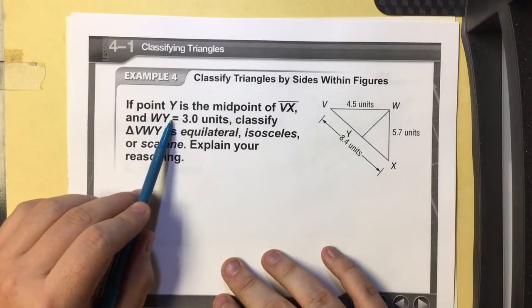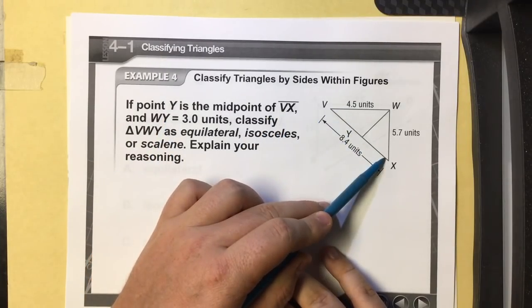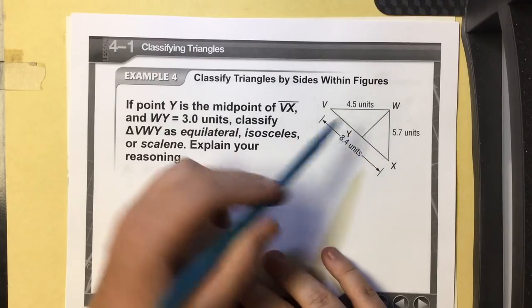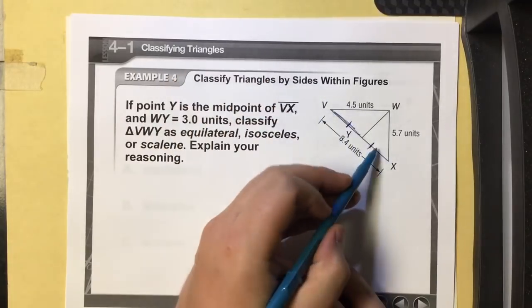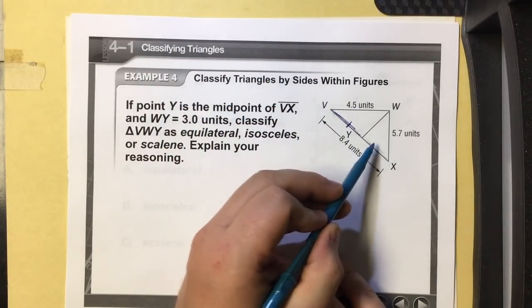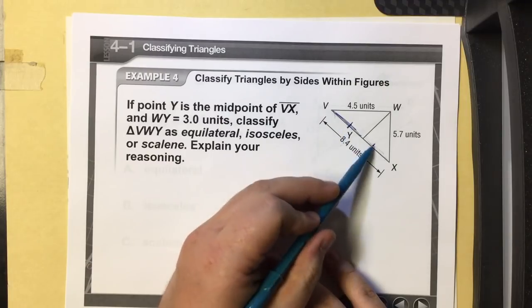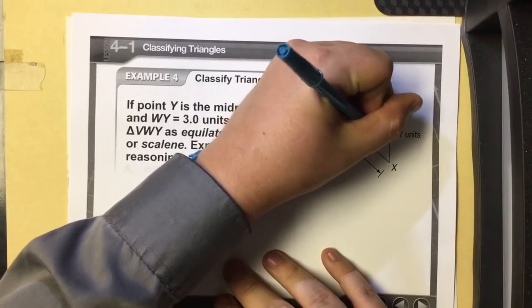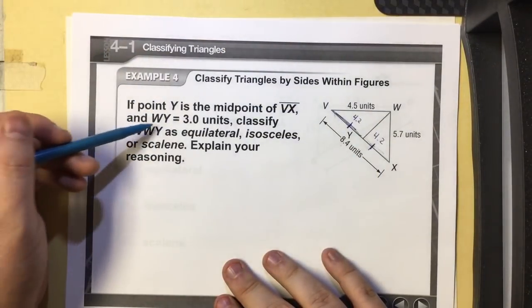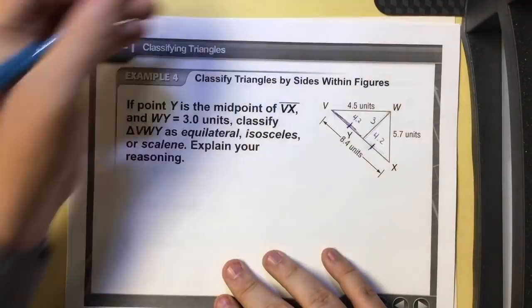It says point Y is the midpoint of VX, so Y right here is halfway, which means that each of these two parts are congruent. This piece and this piece right here is congruent to right here. If the whole thing is 8.4, each one of these has to be half of that. So each one is 4.2, 4.2. They tell us WY right here is 3.